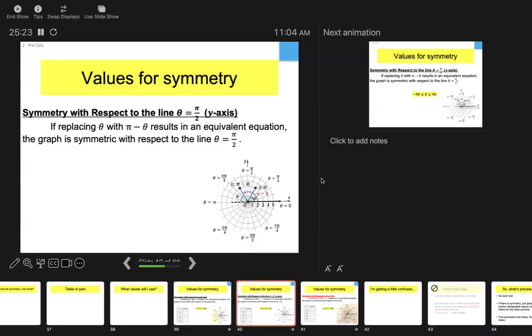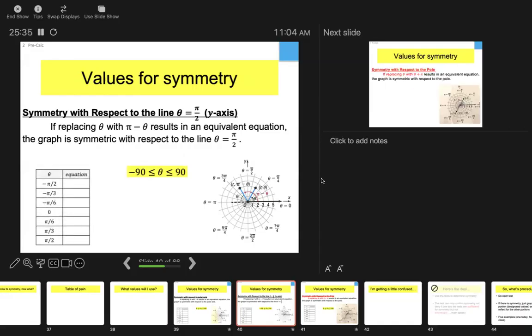What's the restriction on sine? How about we go with that instead? -90 to +90, right? So I need all those values for my table for theta between -90 to +90. So -pi/2, -pi/3, -pi/6, 0, pi/6, pi/3, pi/2. Once again, I'm skipping the pi/4.